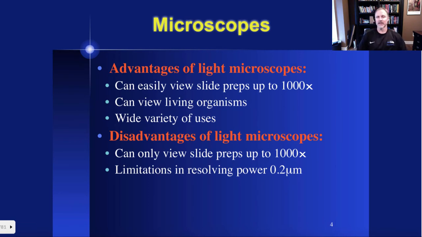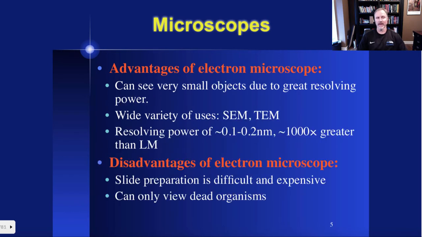So some of the advantages of light microscopes is that we can easily view slide preps up to 1,000 times their normal size. We can view living organisms with light microscopes, and they have a wide variety of uses. Some of the disadvantages is that we can only look at it up to 1,000 times, whereas with an electron microscope, we can look at it many thousands of times greater than that. The limitations in terms of the resolving power, and we'll get into that more in just a minute, are also one of the disadvantages.